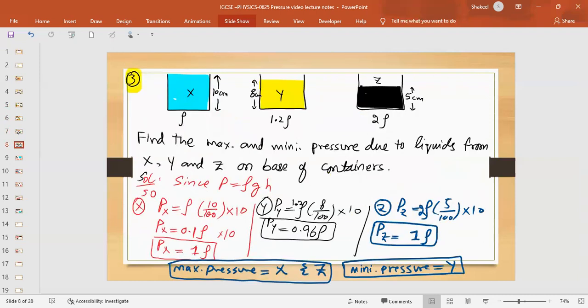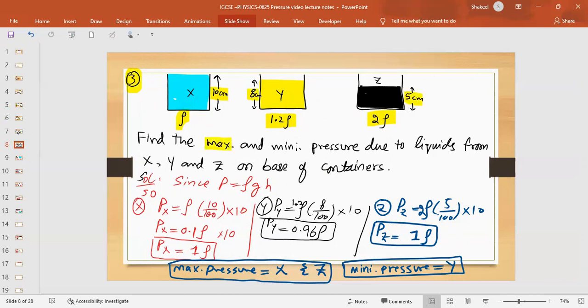Well, there are three containers again, and all of them are filled with different liquids. Let's say X is having density rho, Y is having density 1.2 rho, and Z is having density 2 rho. So Z is more dense. But X is least dense, but its height is maximum, which is 10 centimeter. The height of Y is 8 centimeter. The height in Z is 5 centimeter.